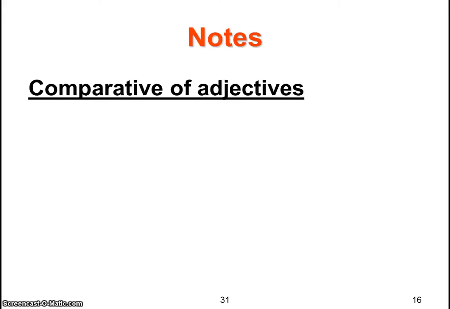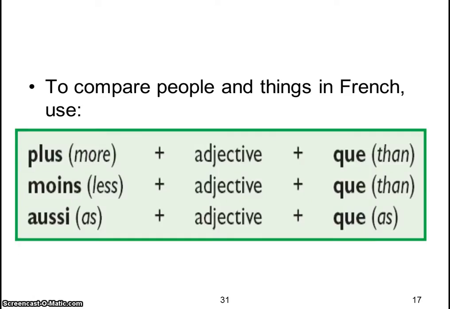Ok, aujourd'hui on va apprendre les adjectifs comparatifs, comparative adjectives. Like I was saying, les adjectifs comparatifs sont utilisés lorsqu'on compare deux objets ou deux personnes. So they are used whenever you compare two things or two people. So to compare people or things in French, we use the comparative adjective. It's very crucial that you know this formula here.